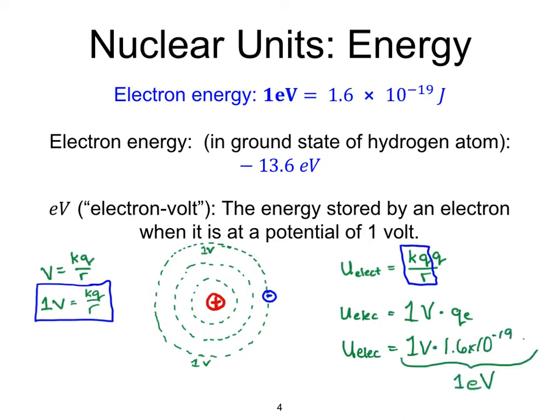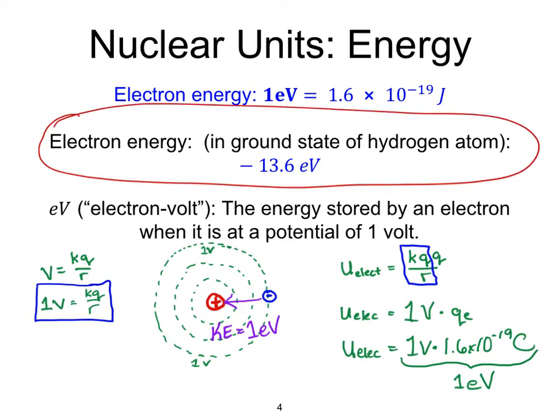If the electron is released, it would start accelerating towards the positive charge. And at the moment when it hits the positive charge, its potential energy will be turned into 1 electron volt of kinetic energy. The energy of an electron in the ground state of a hydrogen atom is negative 13.6 electron volts. We will talk about why this energy is negative a little bit later.